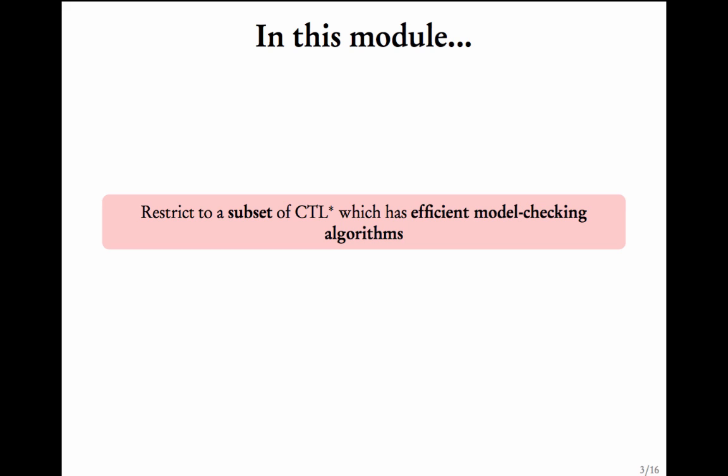We will eliminate certain rules in the syntax of CTL star to get some subset, and these formulas will have an efficient model checking algorithm. So the first task would be to see what this restricted subset is. We will now see what is the syntax of CTL.